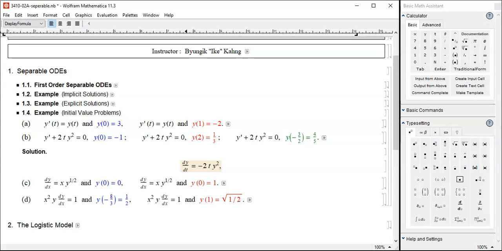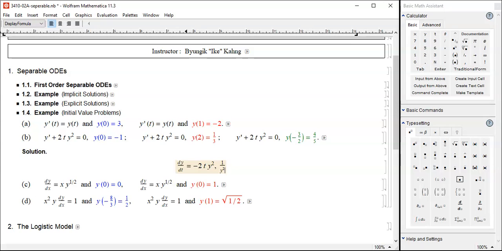Okay, that was trivial manipulation. And then we take the separation of variables. All the y's to the left, all the t's to the right. So 1 over y squared dy, oh, I need some space here. And dy should be upstairs. Is equal to negative 2t dt.